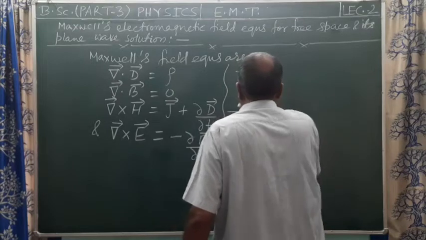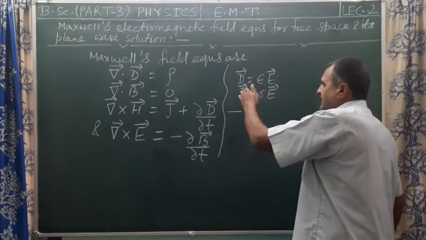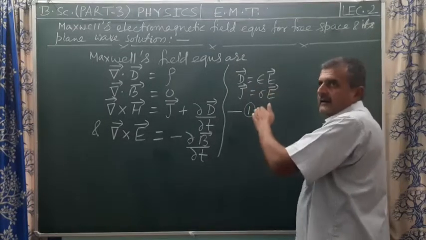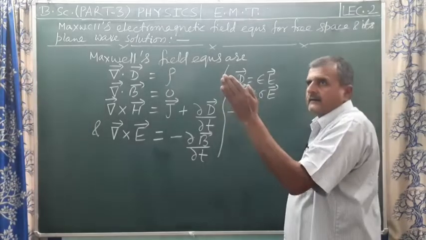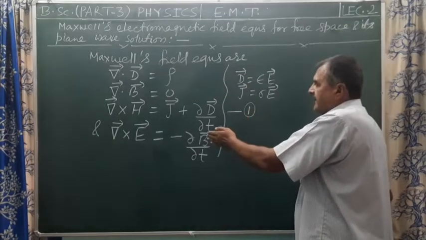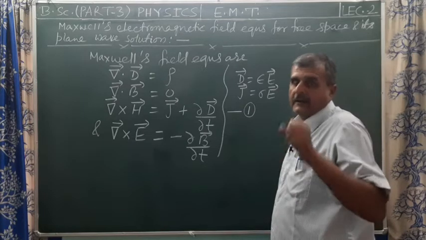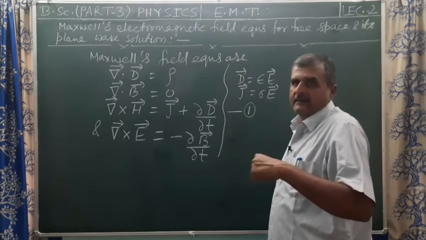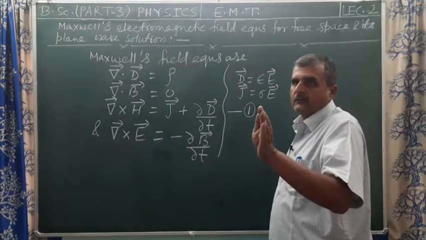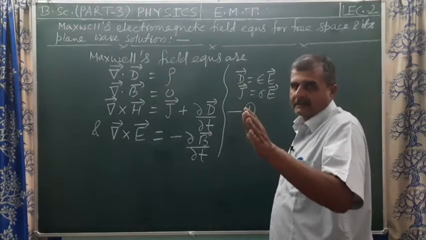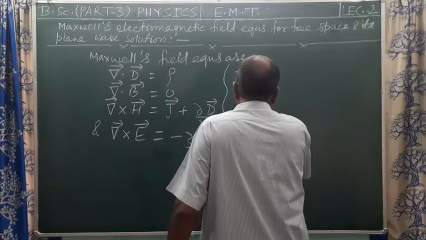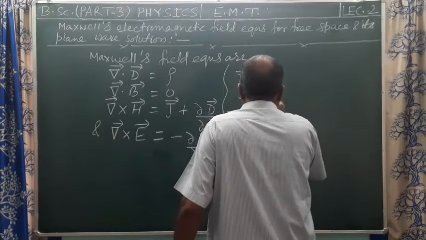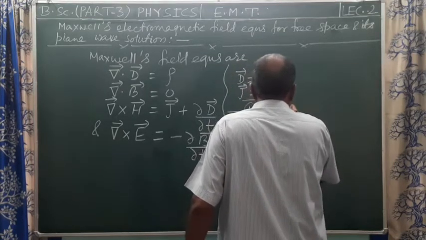J vector can be written as sigma into E, because current density J is directly proportional to electric field vector. And in the last, magnetic field B vector is related to magnetic field intensity H vector. And that equation is B vector equals mu H vector.